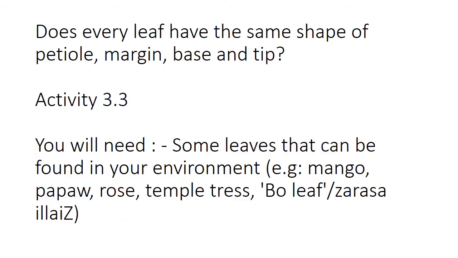Thus, every leaf has a petiole, margin, base and tip. In this activity, you have to observe them. We need some leaves that can be found in our environment like mango, papaw, rose, temple flower, bow, like that. So you have to obtain leaves from different plants in your environment. Observe the leaves and draw pictures showing different blades, bases, margins and tips. When you observe the blades of those leaves, you will understand they differ in shape.